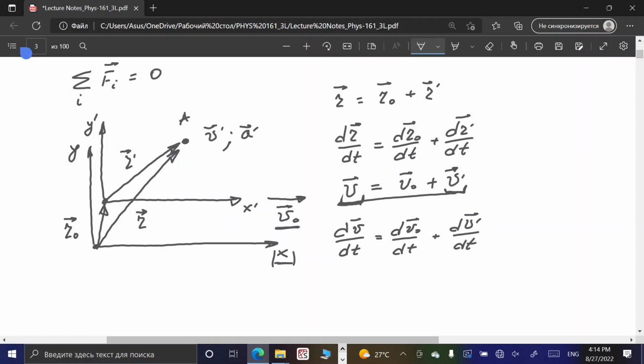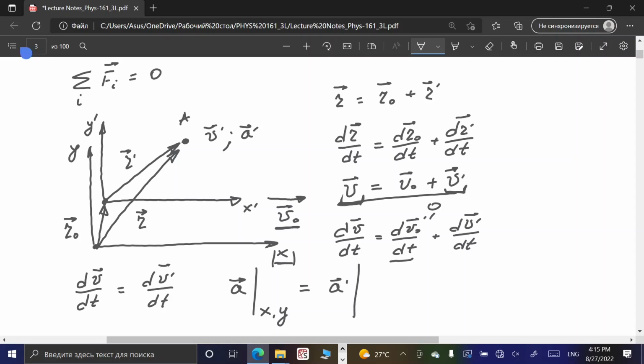If it's constant in both magnitude and direction, then the derivative of this dv naught vector over time will be equal to zero, because it doesn't change neither in magnitude nor in direction. So that means that we have dv vector over dt is equal to dv prime vector over dt. So from here, we can write that the acceleration vector, which describes acceleration of this object A with respect to this stationary system of coordinates x, y, will be the same as the acceleration vector A prime, which describes motion of object A with respect to the mobile system of reference. That will be x prime, y prime.